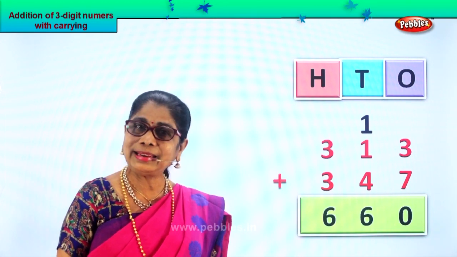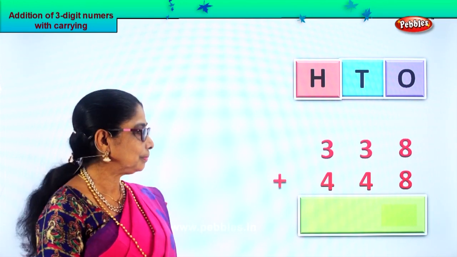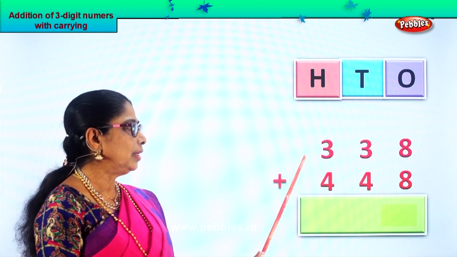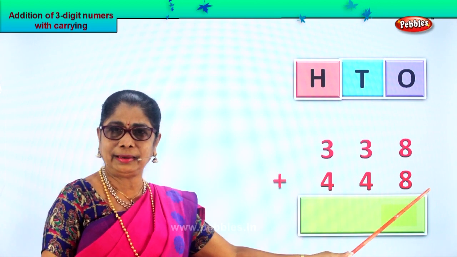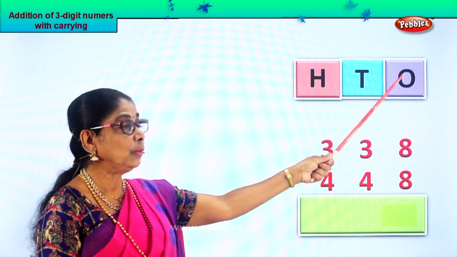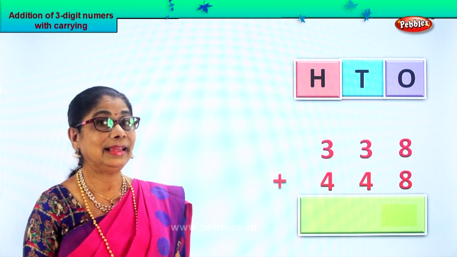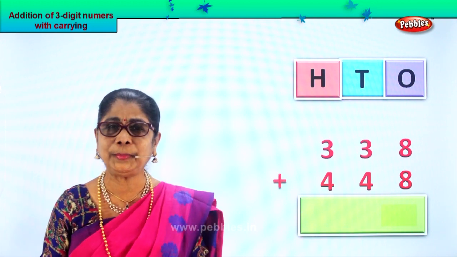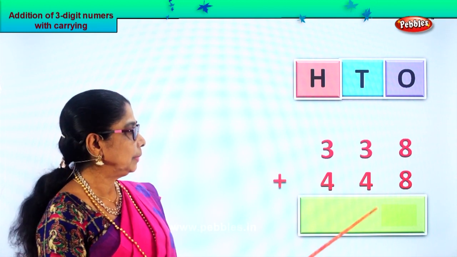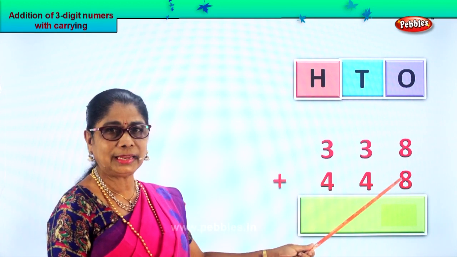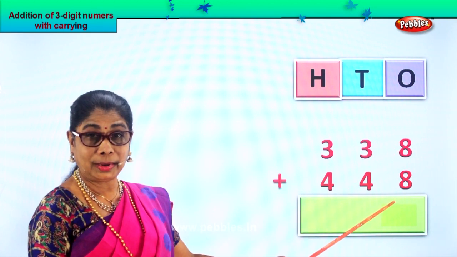Carryover. Let's get on with another new sum. Look. We are given 338 plus 448. We have arranged them in ones, tens, hundreds order. Let's add the ones first. What are we doing? Adding 3-digit numbers with carryover. 8 and 8. 8 ones plus 8 ones.